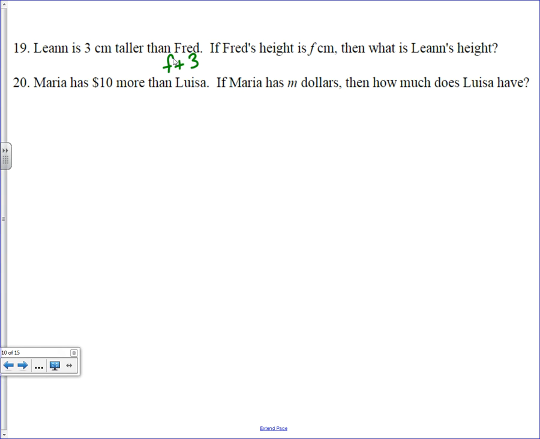This one's a little bit trickier though. Maria has $10 more than Louisa. Maria has M. How much does Louisa have? We know Maria, right? M. Does Louisa have less or more? Less. Maria has more, right? Louisa has less then, don't we? So how would I represent this? You got it, M minus 10. Gotta make sure we read carefully.